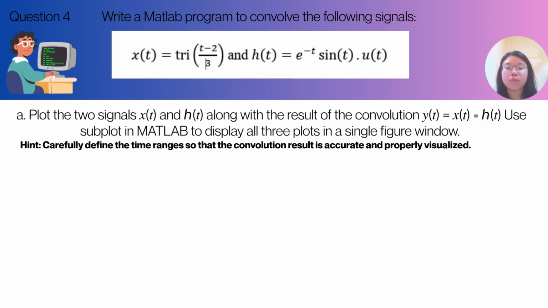Question 4. Write a MATLAB program to convolve the following signals. A. Plot the two signals xt and ht along with the result of the convolution yt equals xt times ht. Use subplot in MATLAB to display all three plots in a single figure window. Hint: carefully define the time range so that the convolution result is accurate and properly visualized.